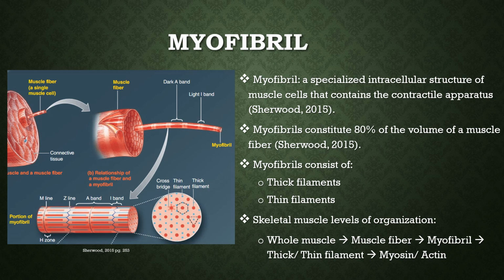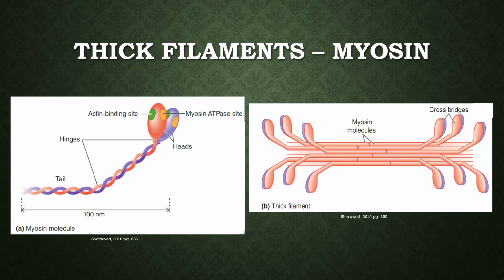And in this image here, you can see at part B the relationship of a muscle fiber and a myofibril. And the portion of the myofibril is down at the bottom of the image here. We'll get into more of the parts of the myofibril later on in the presentation. First off, we are going to talk about thick filaments and myosin.